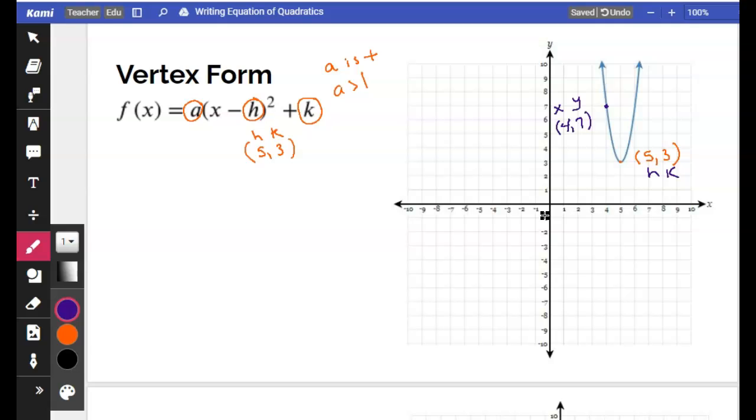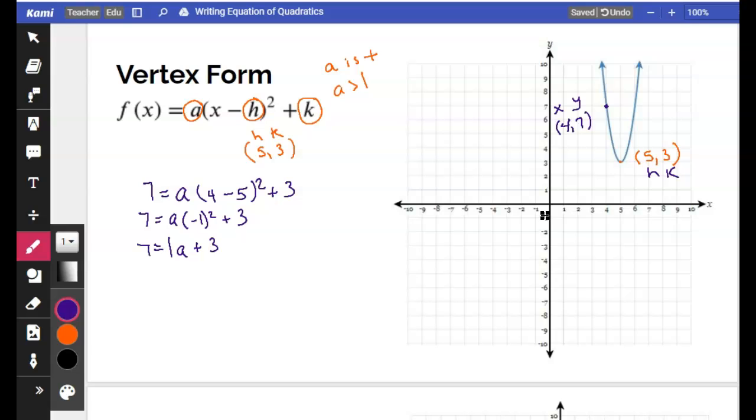All right, f of x is y. Don't know a. X is going to be that 4 minus my h, which is 5, and then plus my k, which is 3. And right here, it just turns into solving an equation. Follow those order of operations. 4 minus 5 is -1. I'm going to square it. Squaring a -1 gives me a +1. We always put that in front of the a.